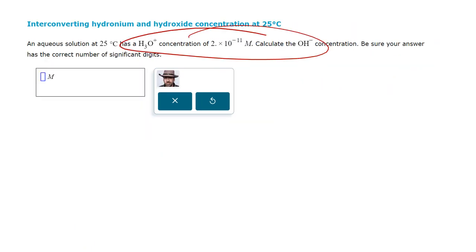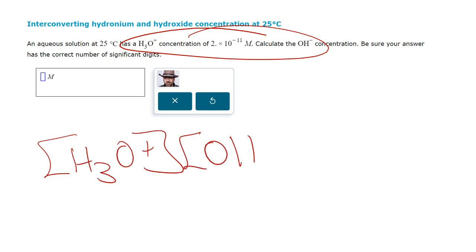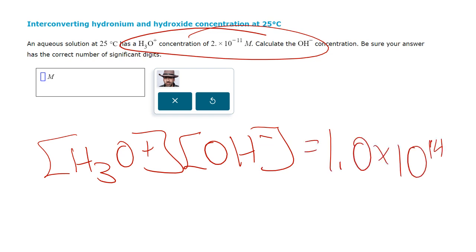And here we have, just keep in mind that concentration of H3O plus times concentration of OH minus equals 1.0 times 10 to the negative 14th. We have 1 sig figs there, so 1.0 times 10 raised to the negative 14 divided by 2 times 10 raised to the negative 11th. And so it'll be just 5, or 5.1 times 10 to the negative 4th, big M.